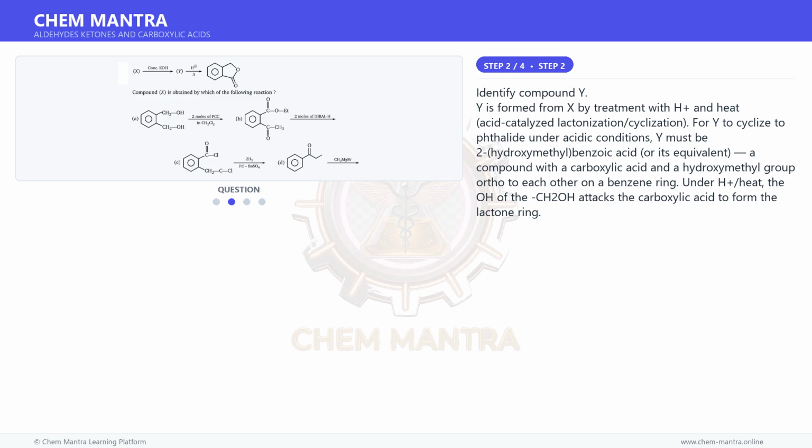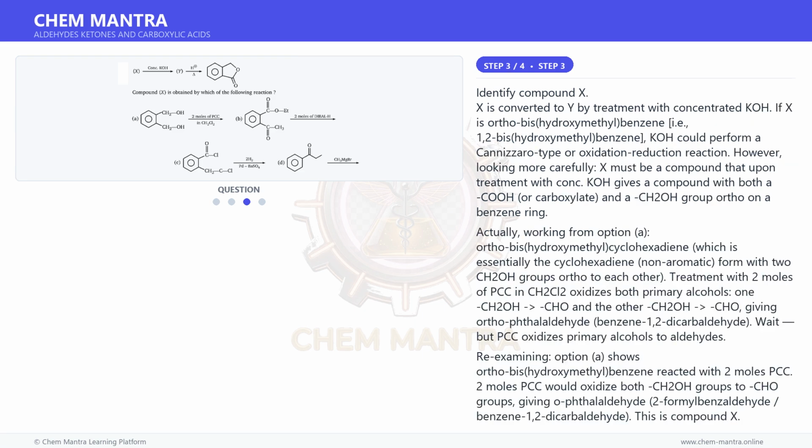Identify compound Y. Y is formed from X by treatment with H+ and heat, acid-catalyzed lactonization, cyclization. For Y to cyclize to phthalide under acidic conditions, Y must be 2-hydroxymethyl benzoic acid or its equivalent, a compound with a carboxylic acid and a hydroxymethyl group ortho to each other on a benzene ring. Under H+ and heat, the OH of the CH2OH attacks the carboxylic acid to form the lactone ring. Moving on to the next step.